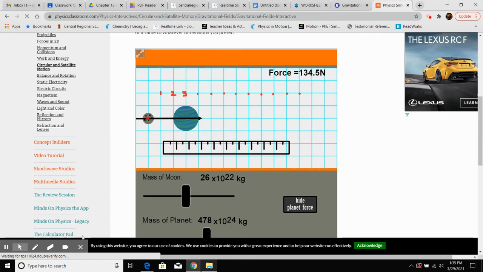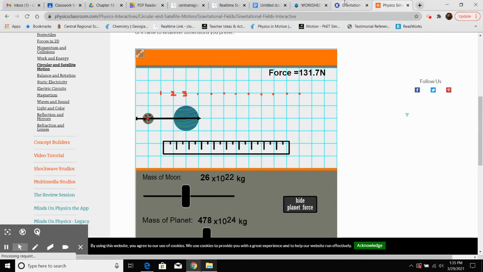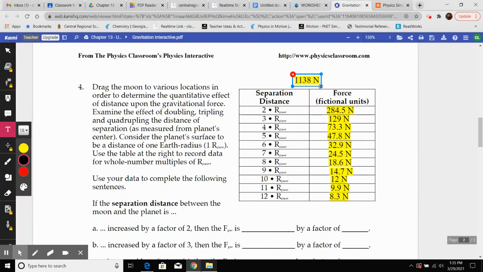They should be very, very, very close. Now, as you take this and start dividing out by these numbers, you should start to see somewhat of a pattern. So what I'm doing is I'm just going to take my original value of this guy here, this 1138, and I'm going to divide it by this 284.5.